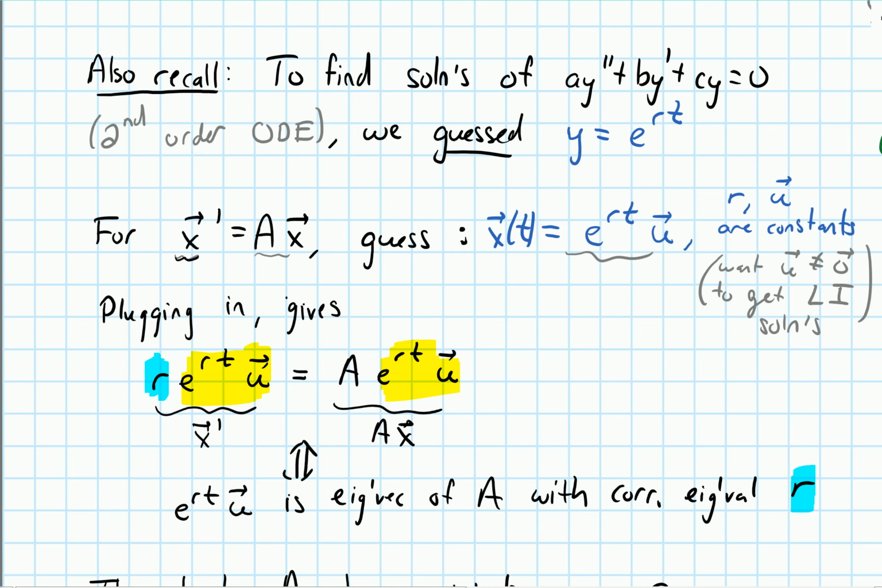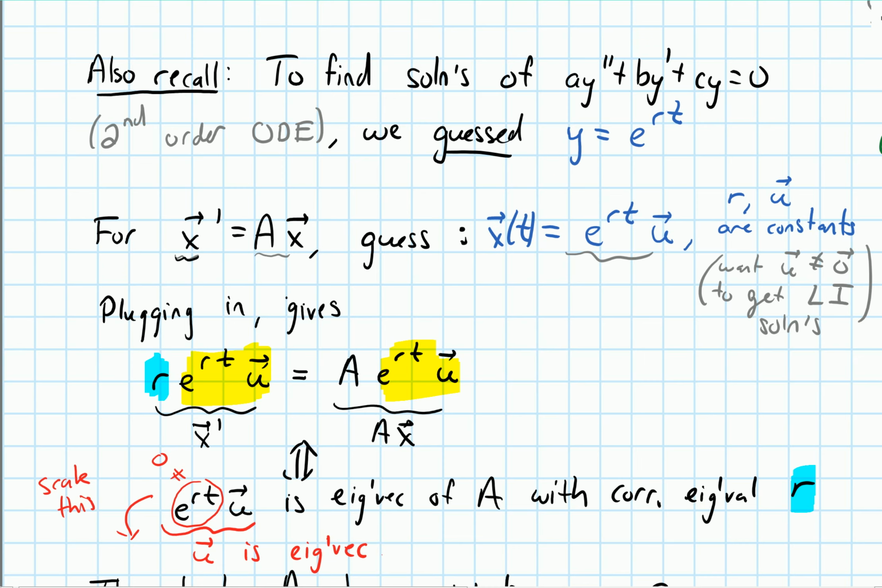There's one important simplification that we can make. If we have something like this that's an eigenvector, notice that the e to the rt is not 0. So we can scale our eigenvector. If we scale this, we can divide by e to the rt and get that u is an eigenvector of A. So what we've just seen is that making a guess of the form e to the rt times u is going to work as long as u is an eigenvector of A and r is its corresponding eigenvalue.